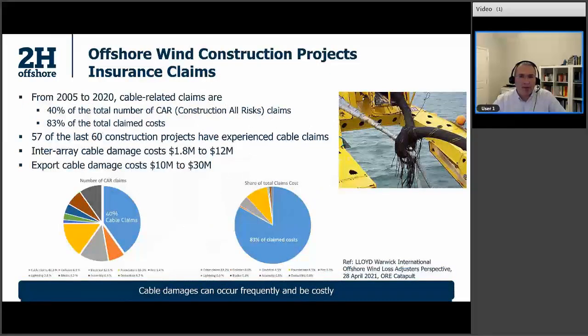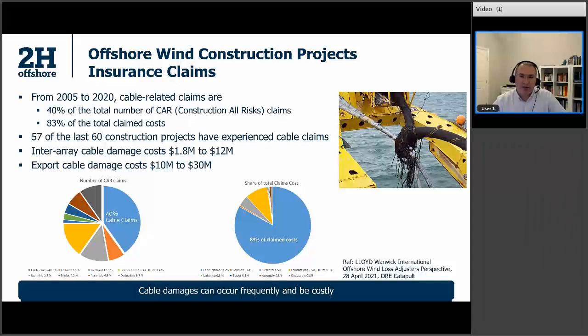So, for example, when we review the insurance claims for the offshore wind construction projects from 2005 to 2020, cable-related claims are 40% of the total number of claims, and this corresponds to 83% of the total claimed cost. And 57 of the last 60 construction projects have experienced cable claims. And that's pretty scary, actually.